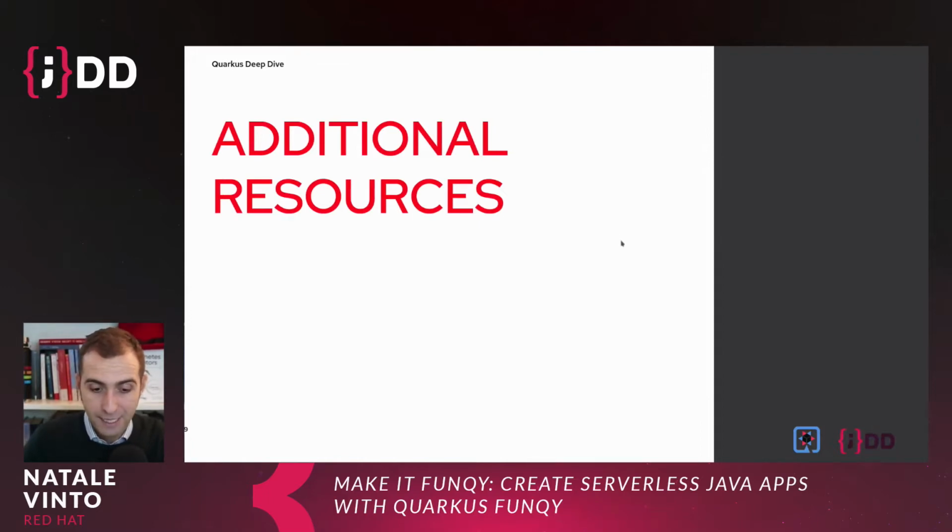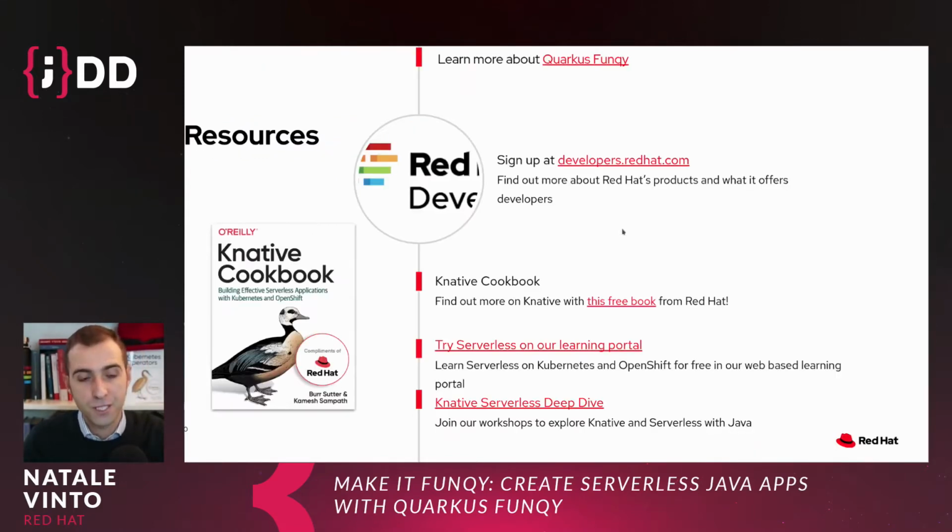We're getting to the end. For the last time, I would like to leave you with some resources. You have them in the slide, in the link. If you want to learn more about Quarkus Funqy, go to this link, the official documentation of Quarkus Funqy. Please sign up at developers.redhat.com to find out more about OpenShift, serverless and Kubernetes, Knative. You can download for free the Knative Cookbook to learn how to run and write serverless applications on Kubernetes with Knative. And you can also try serverless on your own in our learning portal.